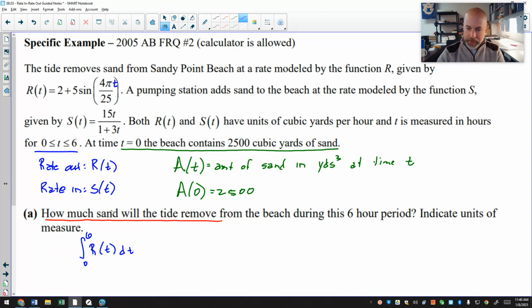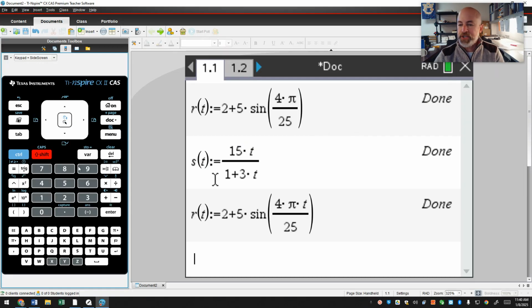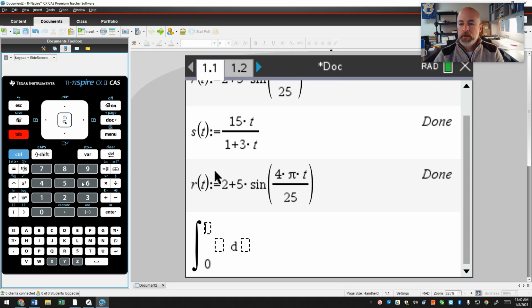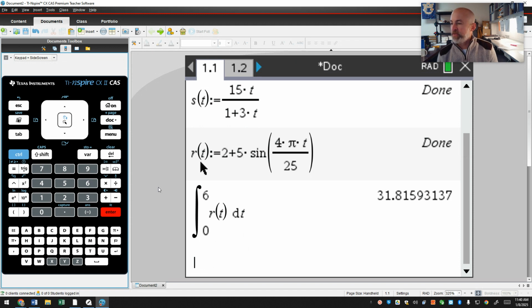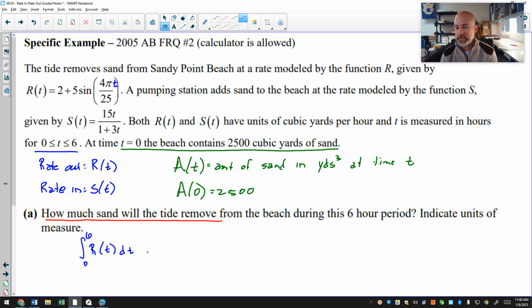And finally, back to A, how much sand will the tide remove? I need to do the antiderivative of r of t from 0 to 6, and we will simply punch that in the calculator. Where's my calculator? There he is. So I'll do a shift plus, hot button for antiderivatives. And my function is stored for r of t dt, and I'm going to hit control enter to force the decimal, and I'm getting 31.8159, and we are just punching that straight into the calculator.